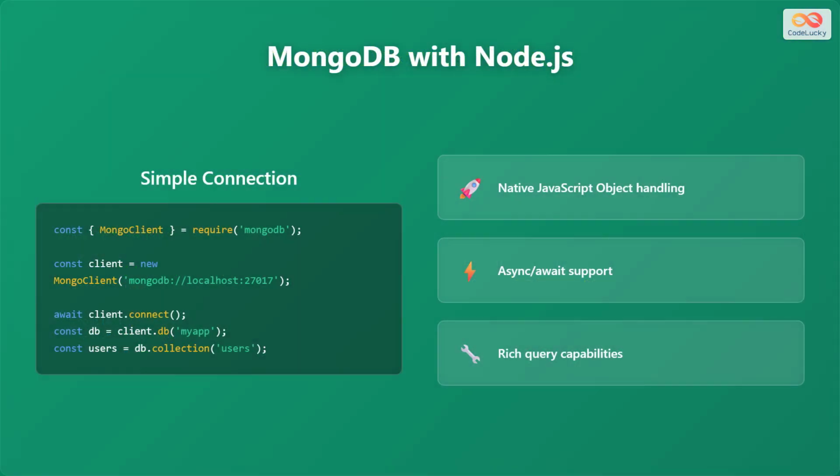MongoDB works seamlessly with Node.js. Here's an example of a simple connection. You can use the MongoDB client to connect to your database, access a specific database, and then access a collection. The benefits of using MongoDB with Node.js include native JavaScript object handling, async/await support, and rich query capabilities.